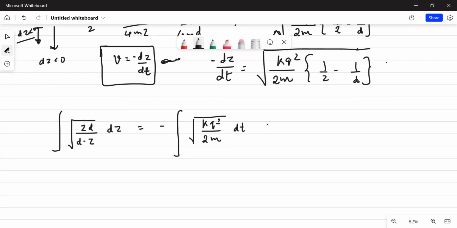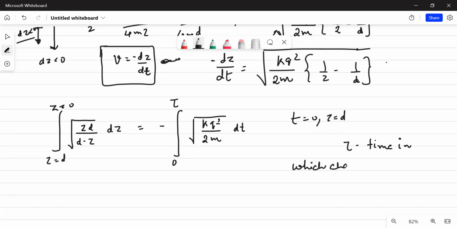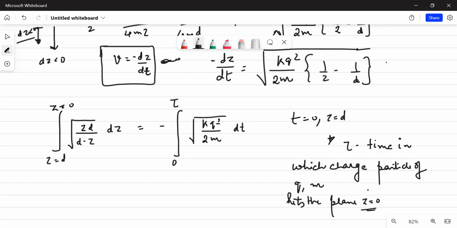Okay. Now, if my particle starts motion at t equal to 0, at that particular time your z was equal to d. So at time t equal to 0, your z was equal to d. And when it hits the plane, z would be equal to 0. And here t would be, let's say, tau. So this is the tau, the time when it hits the plane, at which the charged particle hits the plane z equal to 0. Okay, is that clear? I hope it is clear.